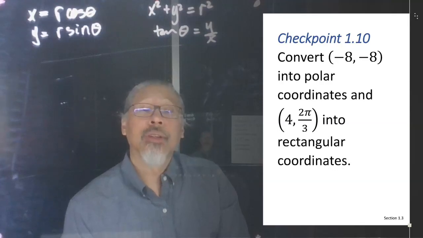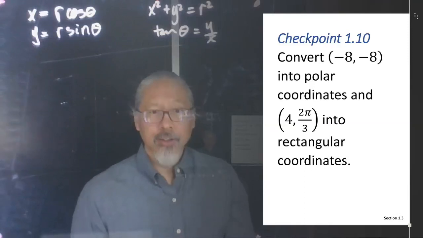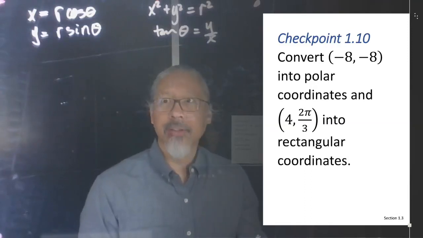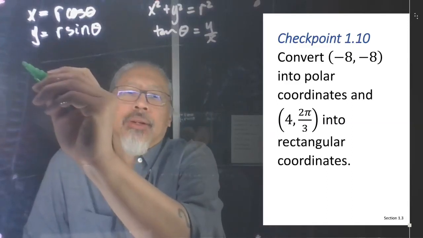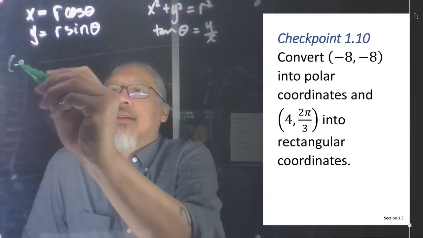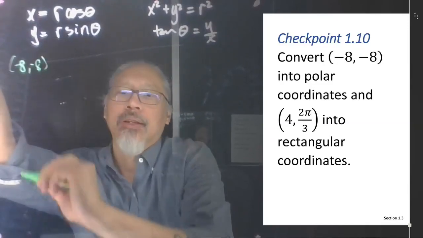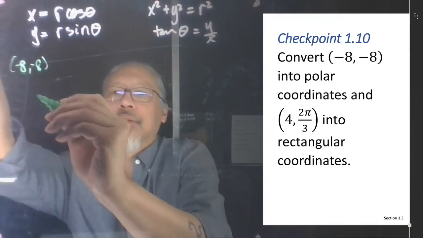This is checkpoint 1.10. It says to convert (-8, -8) into polar coordinates, and then convert (4, 2π/3) into rectangular coordinates. So let's do the first one. We have the point (-8, -8), and we want to put that into polar coordinates, so it's Cartesian coordinates.